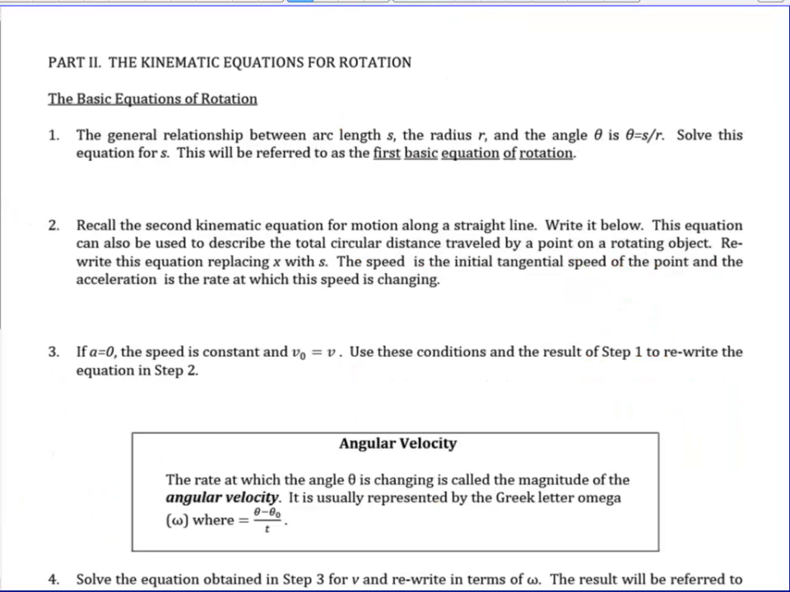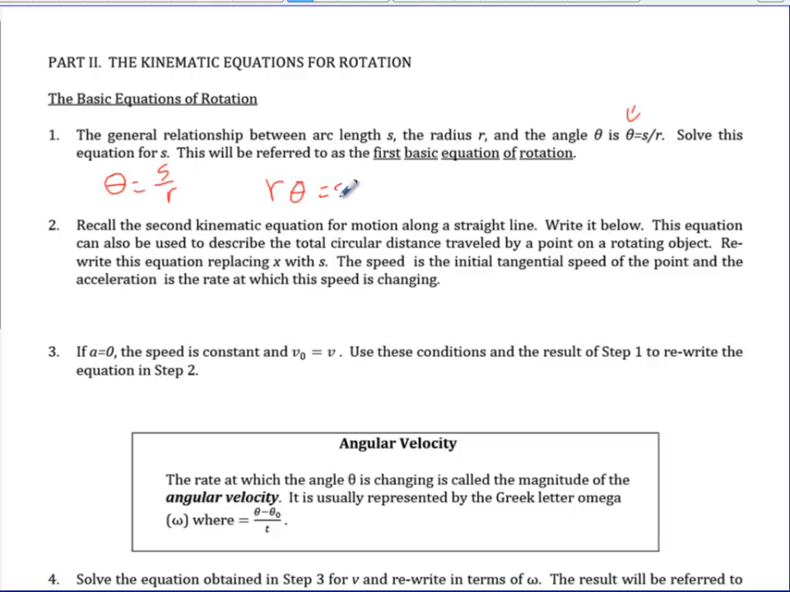Alright, moving on. The general relationship between arc length s, the radius r, and the angle theta is given by theta equals s over r. That's how we define a radian. 1 radian is the arc length divided by r. Solve the equation for s. Alright, so that just means I'm going to move the r over, so theta equals s over r becomes r theta equals s.